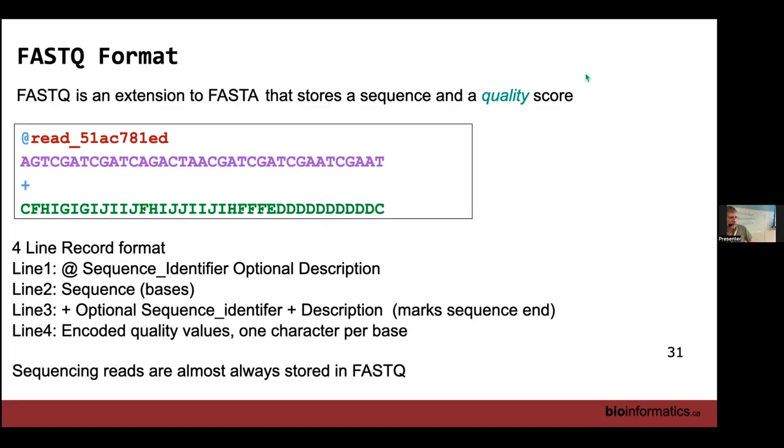Okay. So this is a four-line format. Each record, each read that we've sequenced, is represented by four lines. The first line is an identifier that begins with an ampersand, and it's basically an identifier of some sort that describes the read.